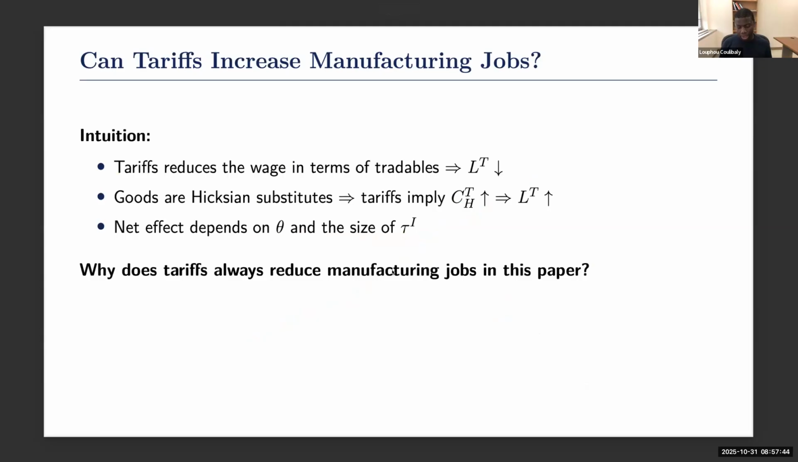So the intuition is very simple. When you introduce tariff, it makes the real wage in terms of tradable lower. So households want to substitute away from hours worked because the real wage is falling. But then at the same time, because goods are substitutes according to the calibration in the paper, when they reduce the demand for import, the marginal utility of consuming the home good goes up, and they want to consume more of the home good, and employment can go up in that case.